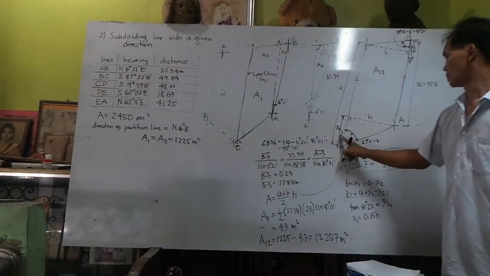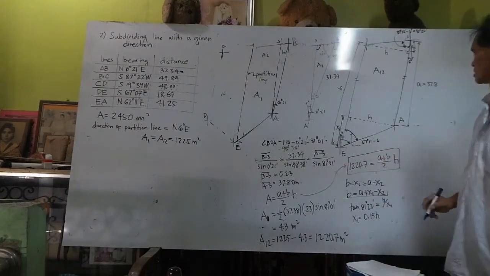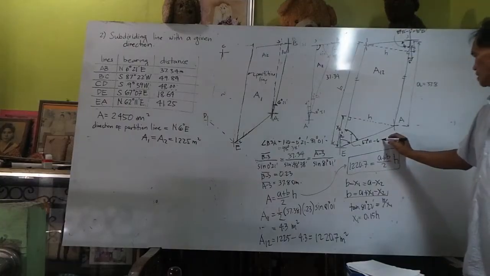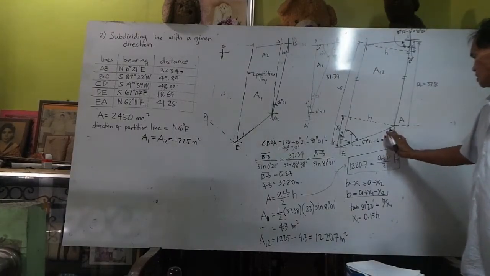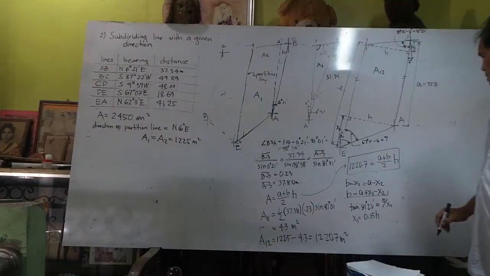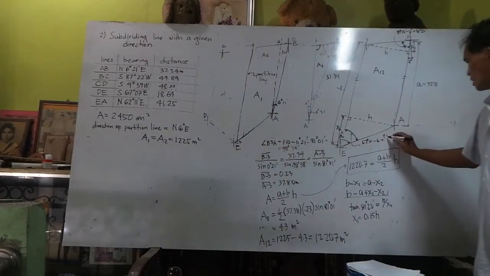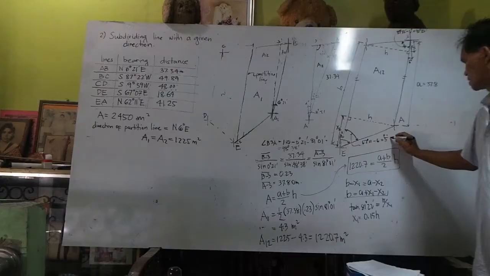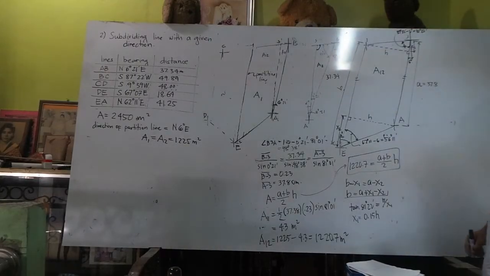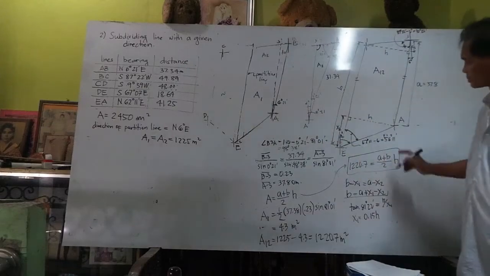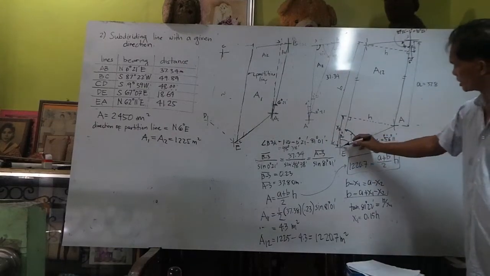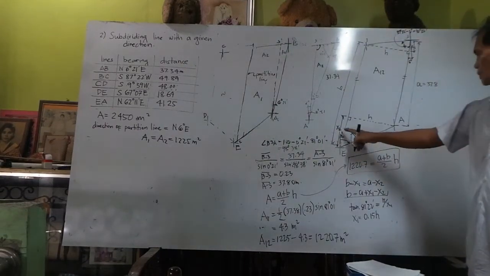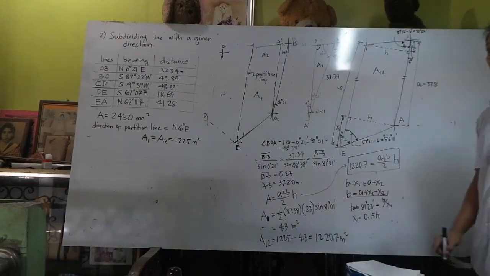62, minus 6. So the angle outside is 56 degrees and 11 minutes. So what is the triangle? Going back to this triangle, we can also solve x2 in terms of h.